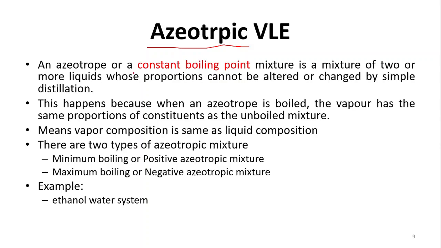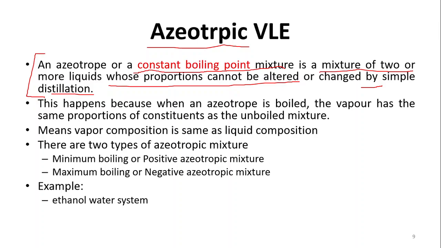So what is the meaning of azeotrope? Azeotrope means basically a constant boiling point mixture: a mixture of two or more liquids whose proportions cannot be altered or changed by simple distillation. So this is the meaning of azeotropes, a constant boiling point mixture.